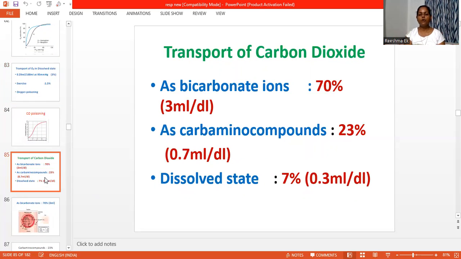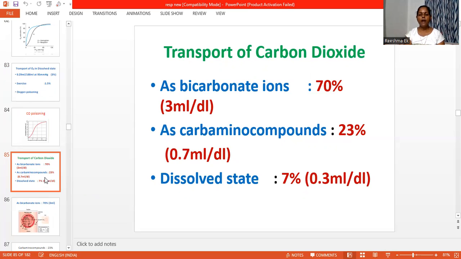The next is transport of carbon dioxide. Carbon dioxide is a metabolic waste product. It is formed in the tissue as a waste product after metabolism. As it is a waste, we have to eliminate it from our body.